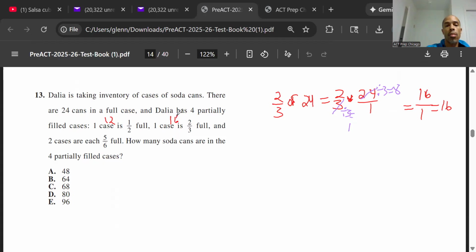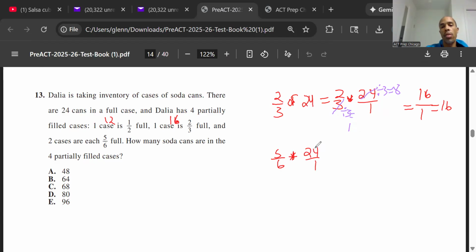16 cans. Okay. And two cases are each 5/6. So we want to do 5/6 of 24, which is the same thing as doing what? 5/6 times 24 over 1. We will again cross cancel.